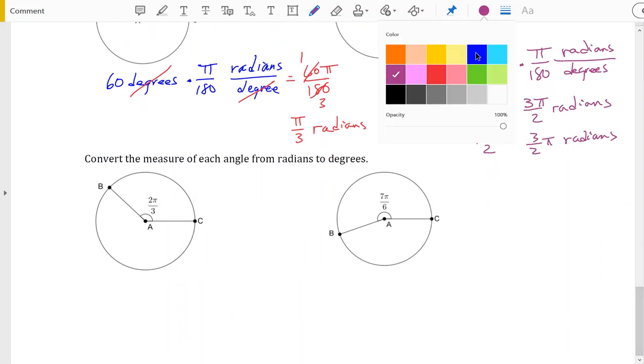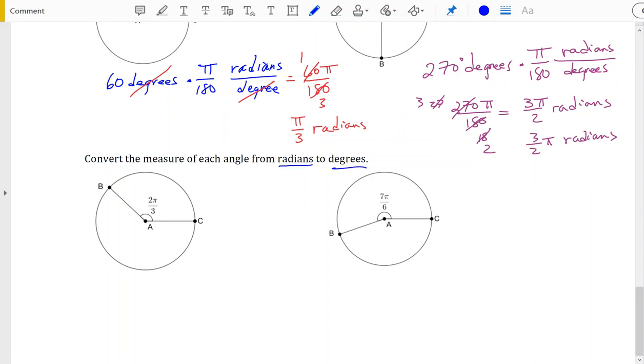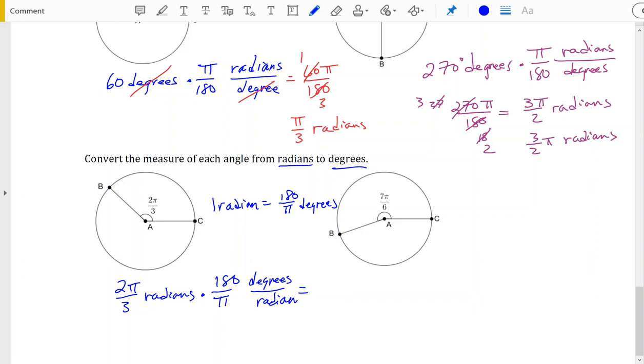Let's try and go the other direction as well. So this time we want to convert from radians to degrees. So we are given an angle measurement, angle A, of 2 pi over 3 radians. Since we're converting the other way, we need to use our other conversion factor, and that is that 1 radian is equal to 180 over pi degrees. So if we multiply by 180 over pi, and again this represents the number of degrees per radian, then that is going to calculate this angle measurement in degrees. The radian will cancel out.